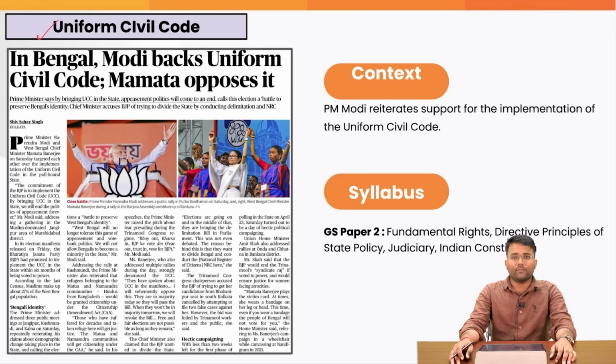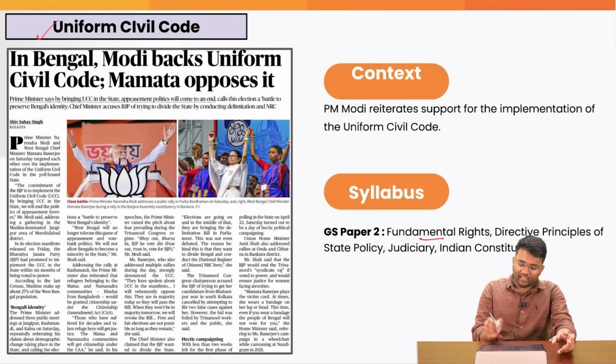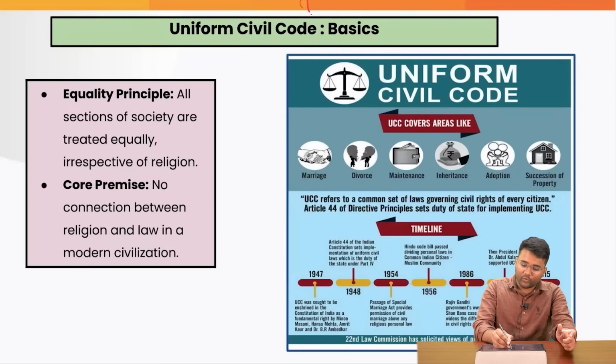The context of this topic is that Honorable Prime Minister Modi, in one of the election rallies in West Bengal, again backs the implementation of Uniform Civil Code. And this particular topic is related to your GS paper 2: fundamental rights provided under Part 3 of the Constitution, directive principles of state policy provided under Part 4 of the Constitution, judiciary and Indian Constitution. So what does this mean by Uniform Civil Code?